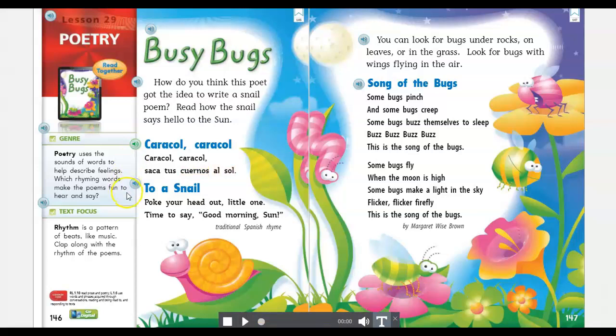And now let's listen to it in English. To a snail. Poke your head out, little one. Time to say good morning, sun. A traditional Spanish rhyme.